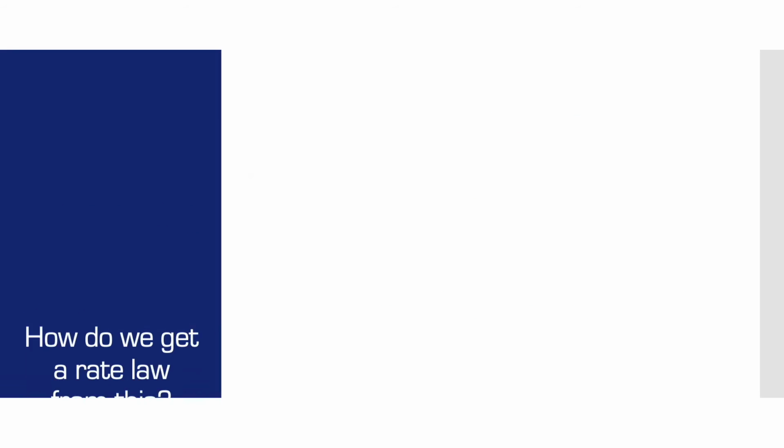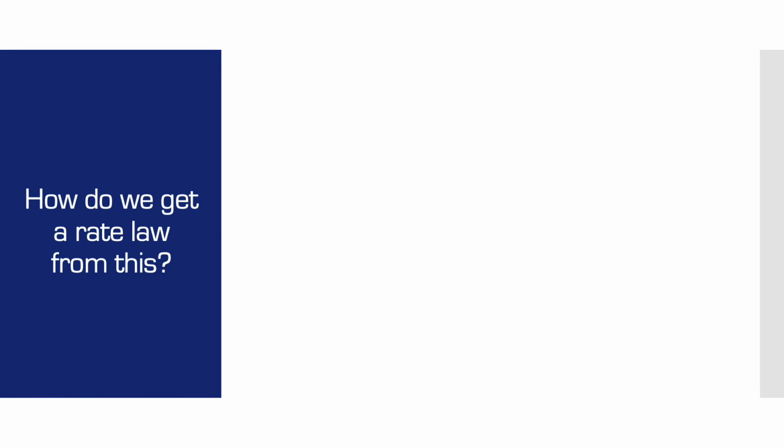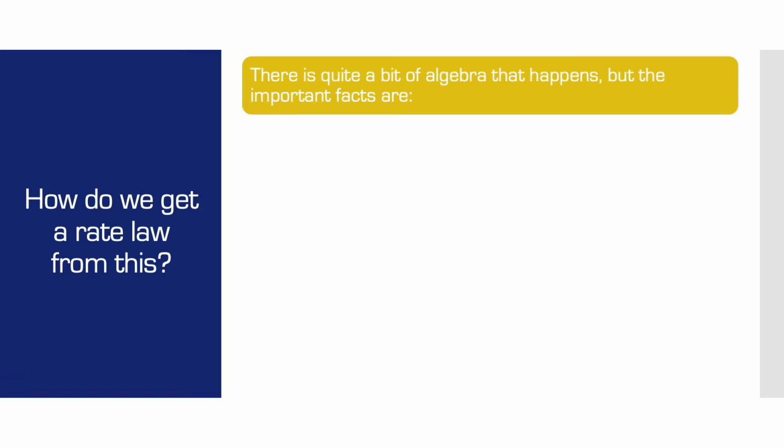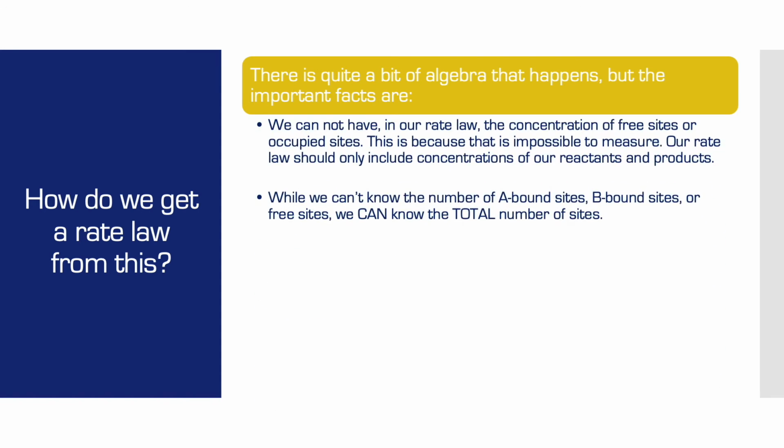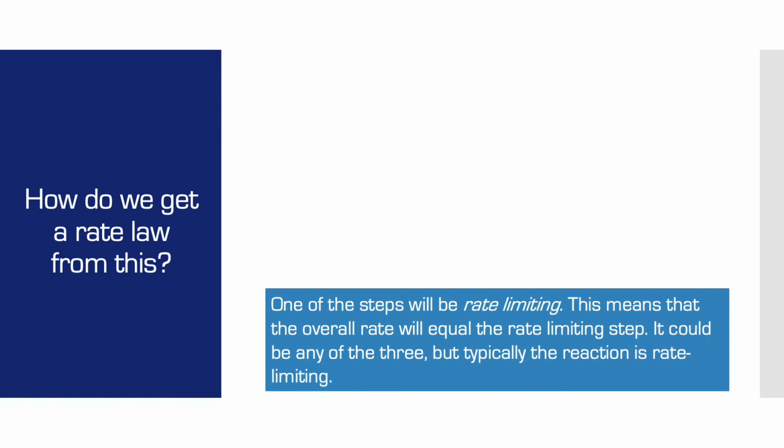So how do we get a rate law from this? There's quite a bit of algebra that happens, but the important facts are we cannot have in our rate law the concentration of free sites or occupied sites. This is because that is impossible to measure. Our rate law should only include concentrations of our reactants and products. While we can't know the number of A-bound sites, B-bound sites, or free sites, we can know the total number of sites. One of the steps will be rate limiting.